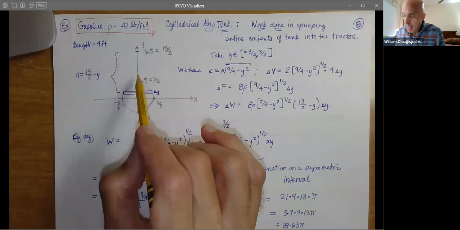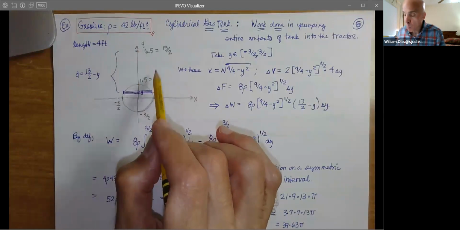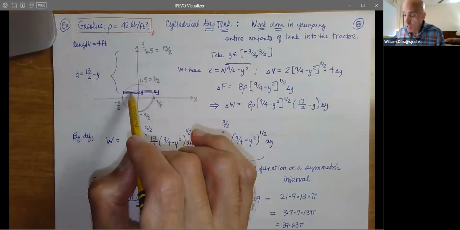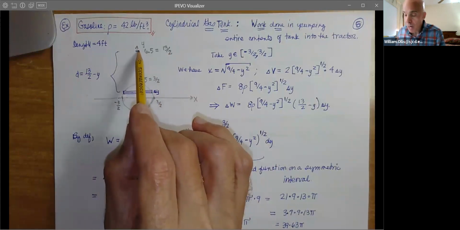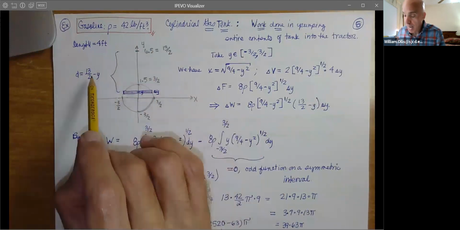The tank is 5 feet above the top of the filling tank. So to 3/2, we add 5 and get 13/2. So this slab has to move all the way to the tractor tank. So again, this is what we've been doing. This would be 13/2 minus y.